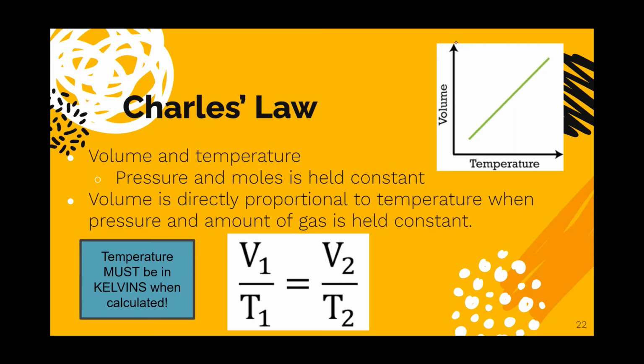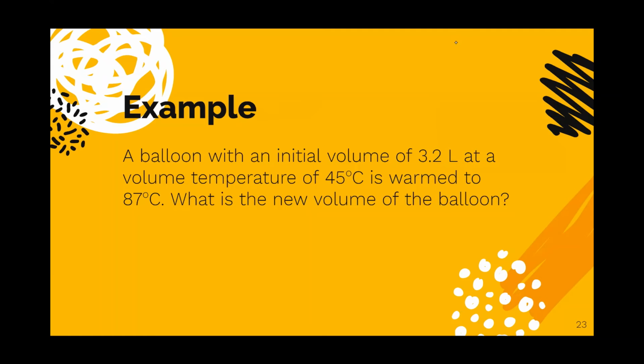So let's go ahead and use this equation in an example. A balloon with an initial volume of 3.2 liters at a temperature of 45 degrees Celsius is warmed to 87 degrees Celsius. What is the new volume of the gas? All right, so let's get rid of that. That was a misprint.